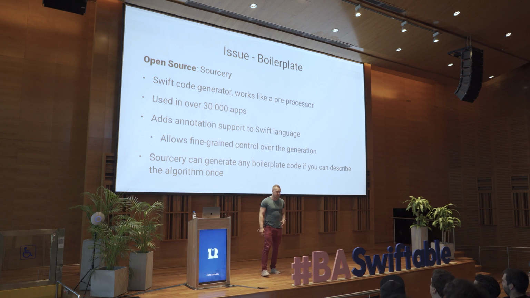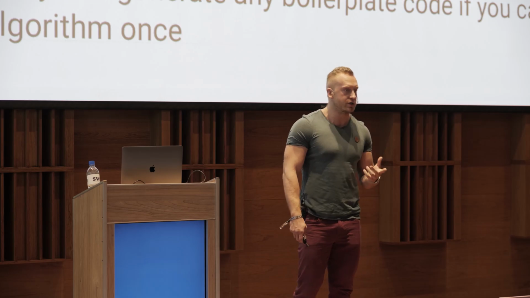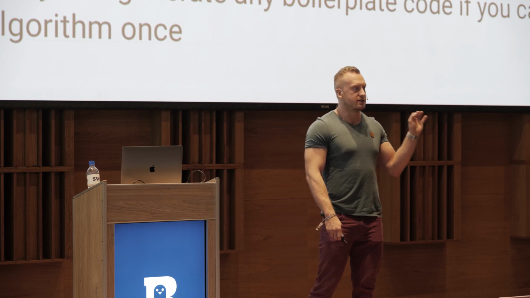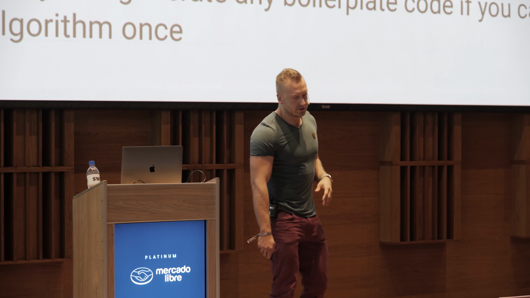And Sourcery is used in over 30,000 apps. People at Apple were using Sourcery. Sourcery also introduced Swift annotations, so you can annotate types and variables with extra information that you can use to fine-grain control your templates. So if you have auto-equality in Sourcery, you can just add skip equality to a variable, and then it disappears from the generated code. So this is really useful.